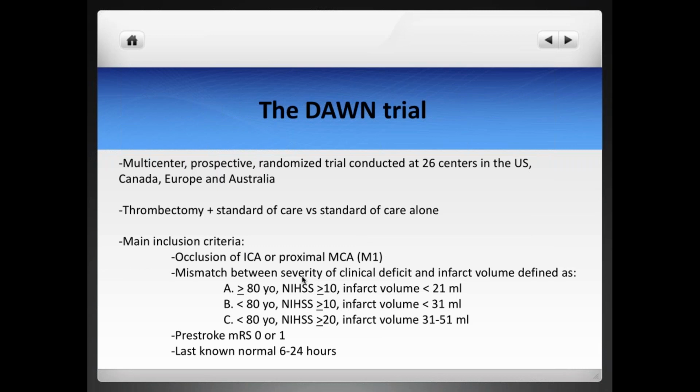Which are those patients? Specifically patients who are very symptomatic, meaning with a stroke scale of more than 10, and who have very specific infarct volumes. In the case of those patients who are older than 80 and have a stroke scale larger than 10, an infarct volume less than 21, while in the younger patients, younger than 80, they become a little bit more generous with the infarct volume. The way they are measuring the infarct volume is using software to quantitate the volume of a stroke using mostly CT perfusion, which I will go through in the following slides.